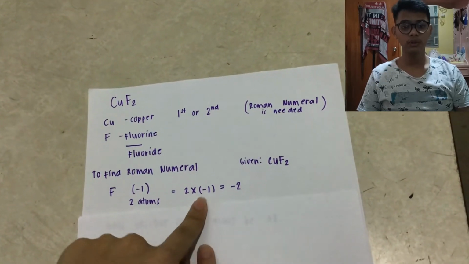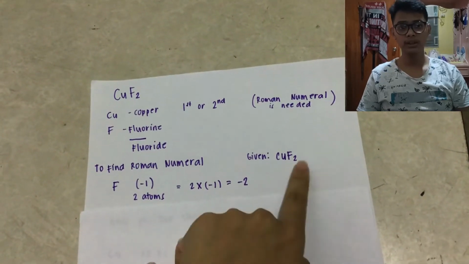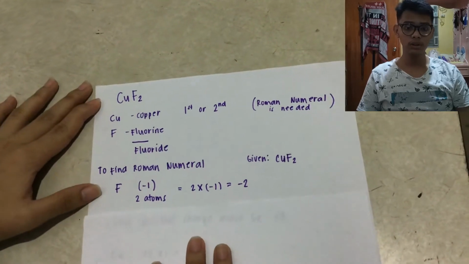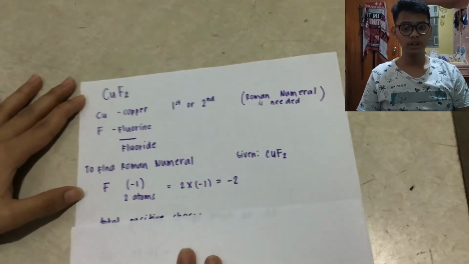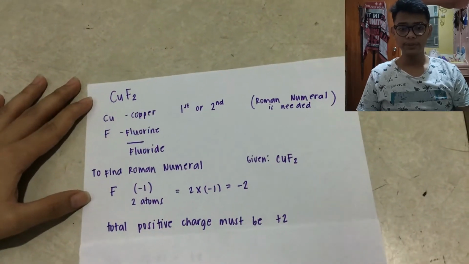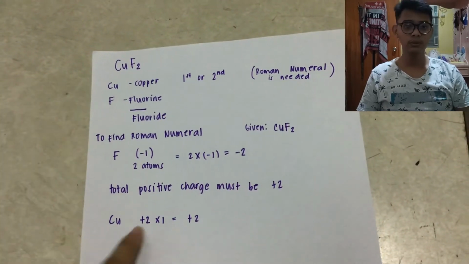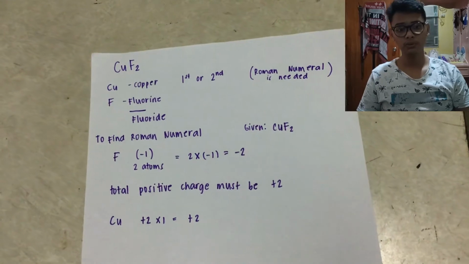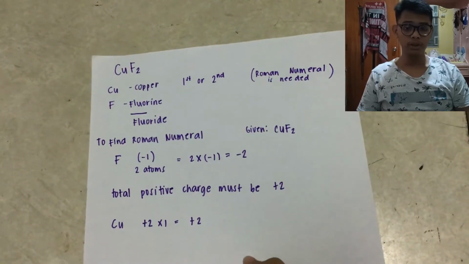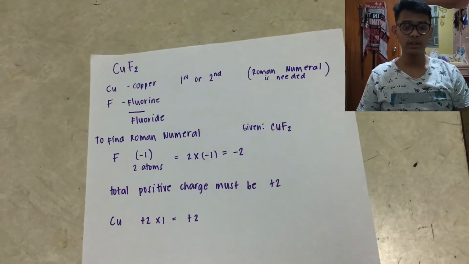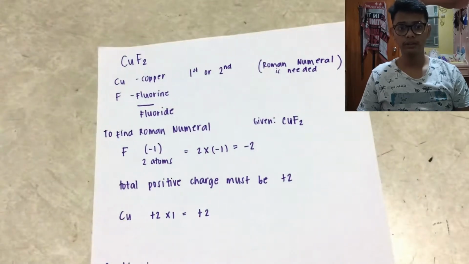There are 2 fluorine atoms, so 2 times -1 is -2. The total positive charge must be +2. So there is 1 copper atom, therefore +2 divided by 1 is +2, which will be the Roman numeral. Combine it together and you'll get the name copper(II) fluoride.